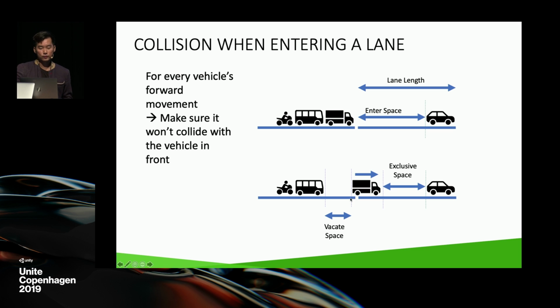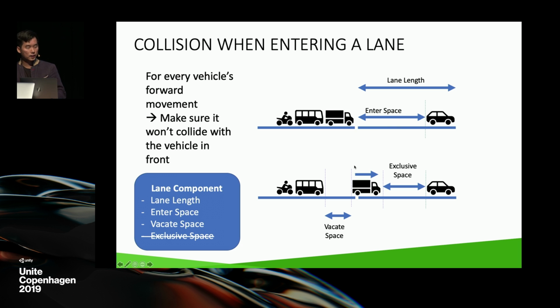So basically, for every lane that has a vacant space greater than 0, it means every vehicle in that lane should be moving forward its exact amount of distance. And we combine these parameters that make the lane component. The exclusive space is not needed because no other vehicle can enter this area.